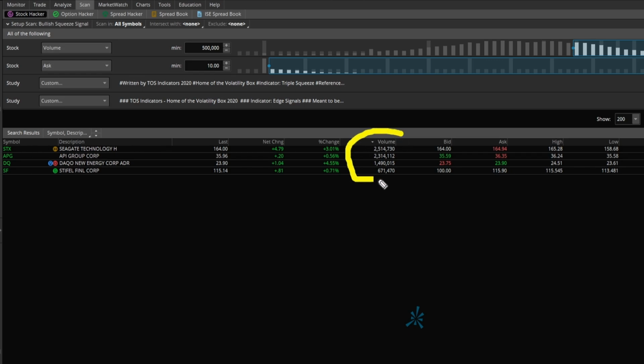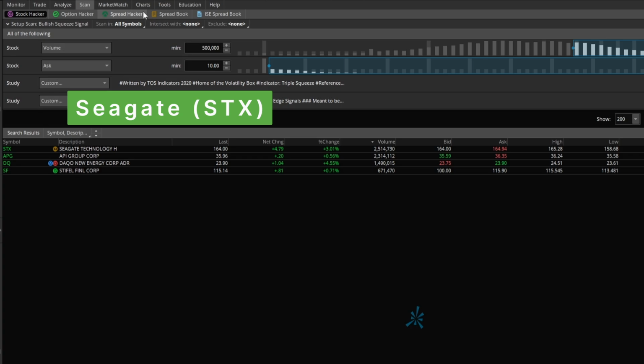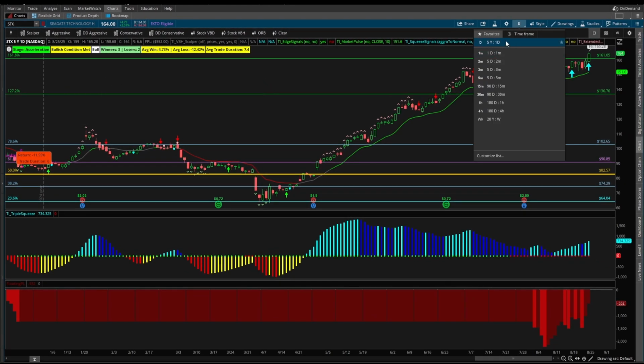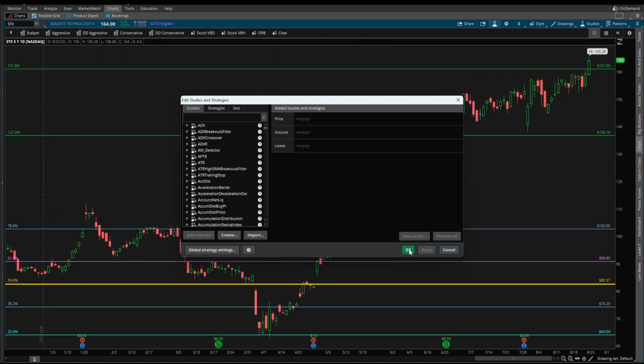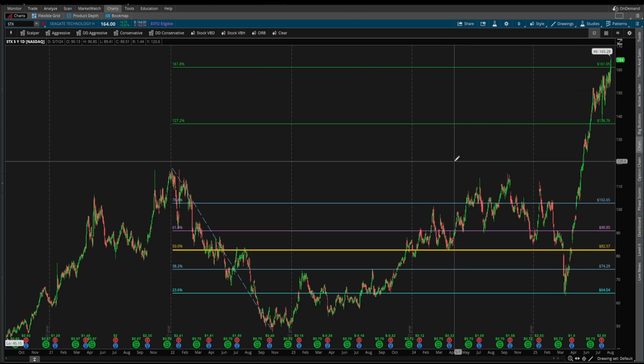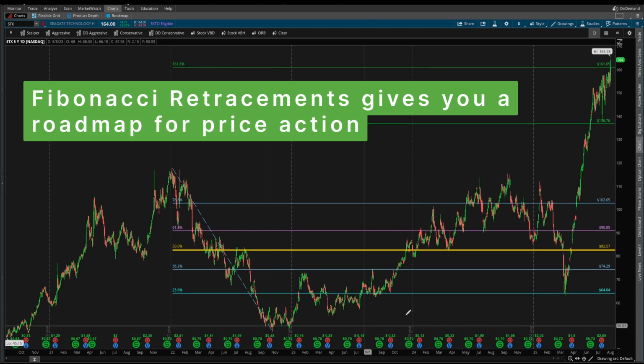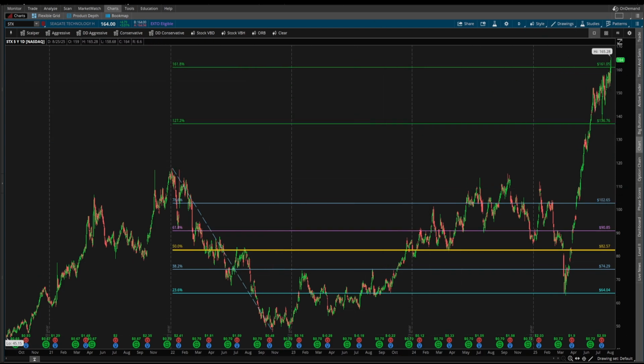I sorted by volume, and at the very top, we have Seagate, ticker symbol STX. So I loaded in a chart of STX, and I'm going back 5 years. Now, I started with the clean chart first. And on this clean chart, the most obvious thing that stands out to me is the swing high to swing low. I used the Fibonacci retracements tool here to take that swing high and swing low and gather some extensions.